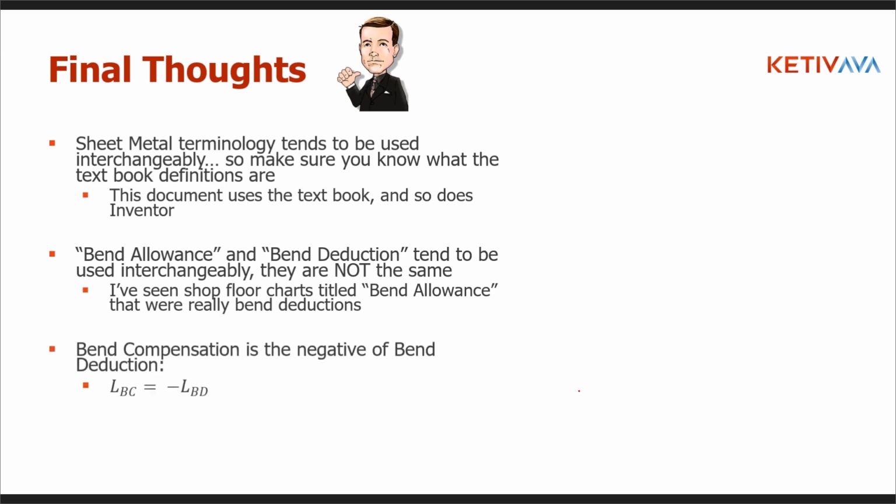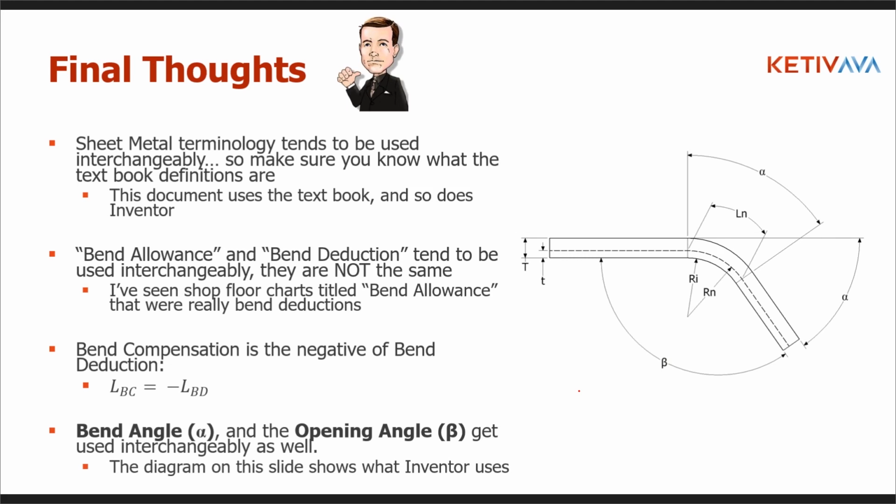Again, if you have someone talking about bend compensation, make sure that it really is what Inventor thinks bend compensation is, because Inventor thinks bend compensation is the negative of bend deduction. So again, bend compensation and bend deduction can be used interchangeably. That's closer, that's usually okay, but the negative tends to throw some funny results out if you're not inputting it into your unfold rules correctly.